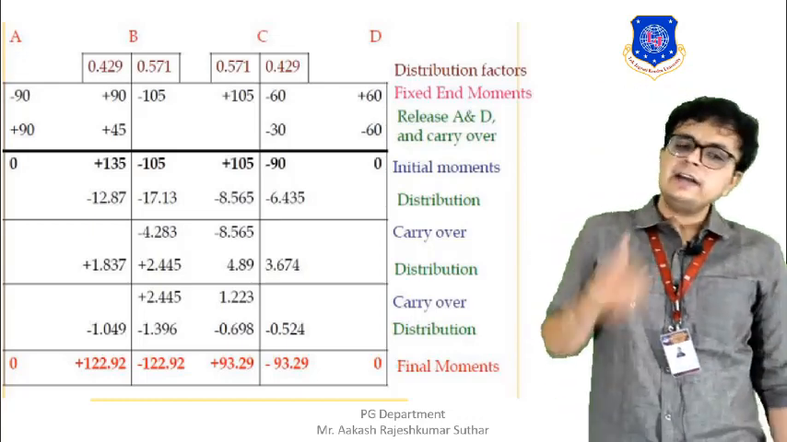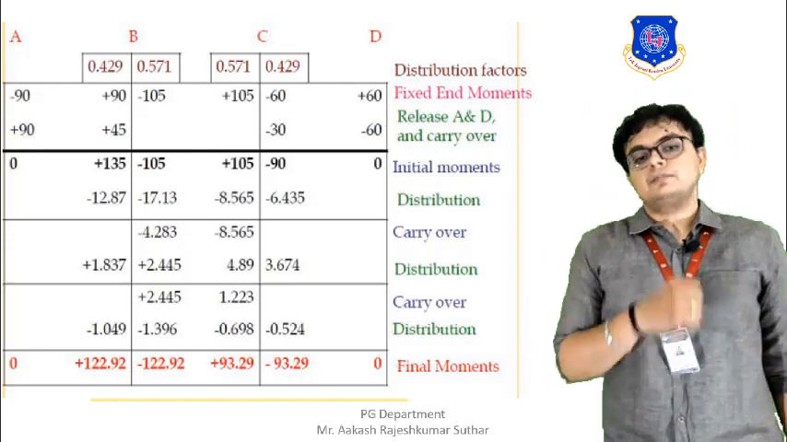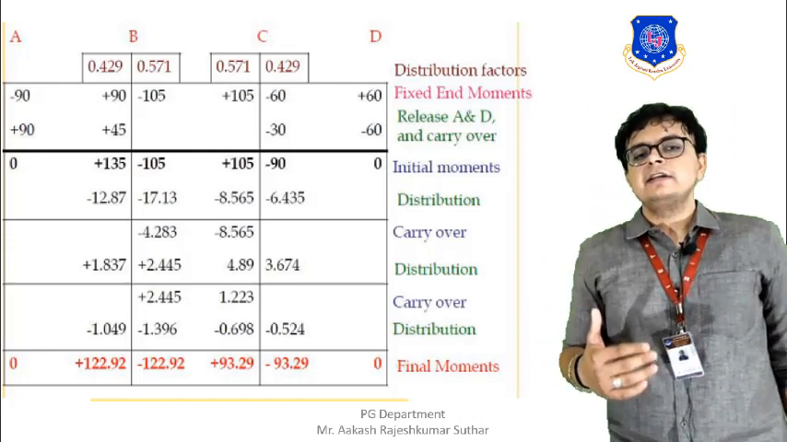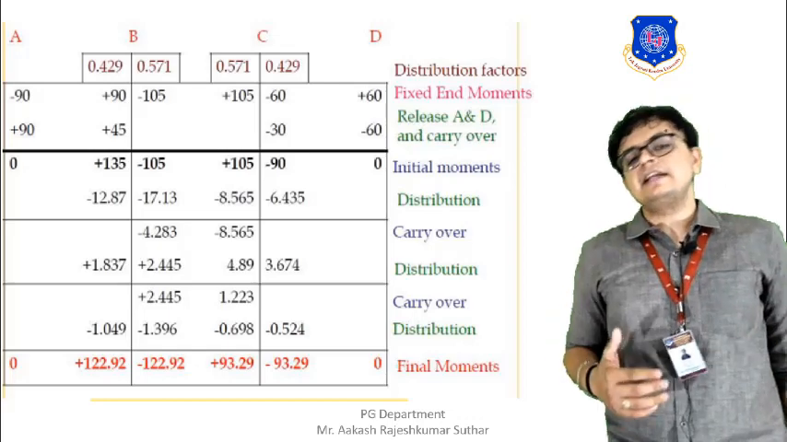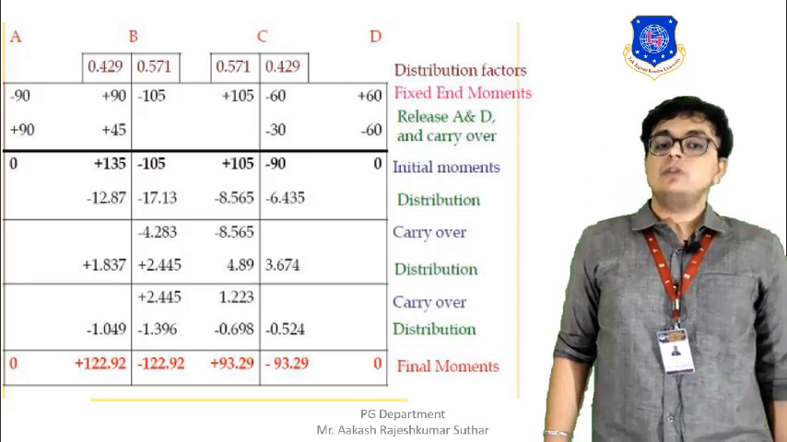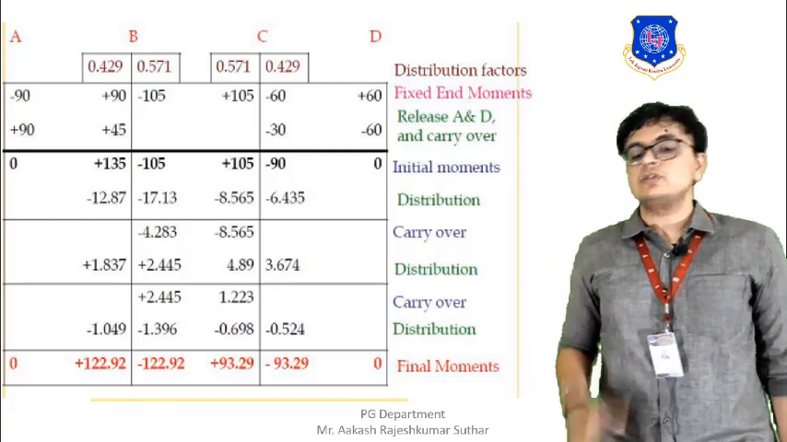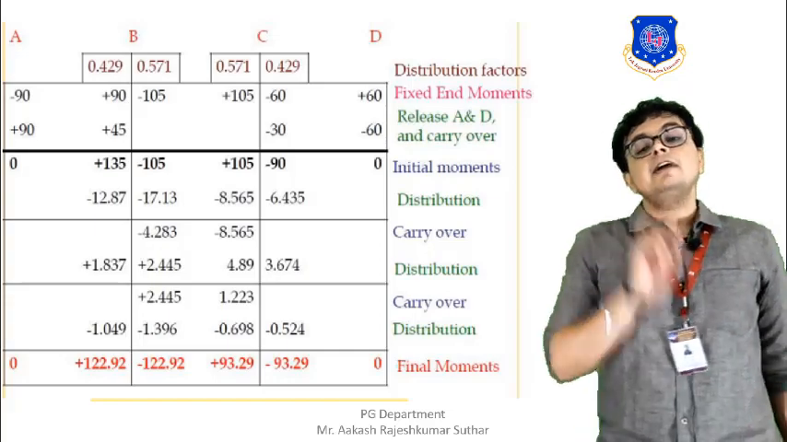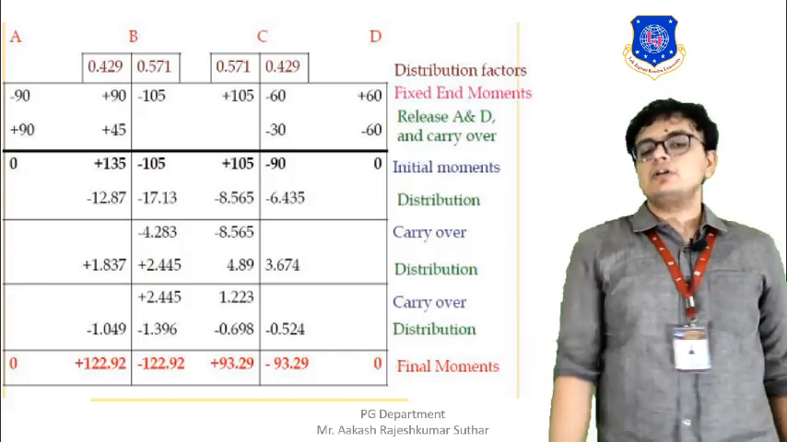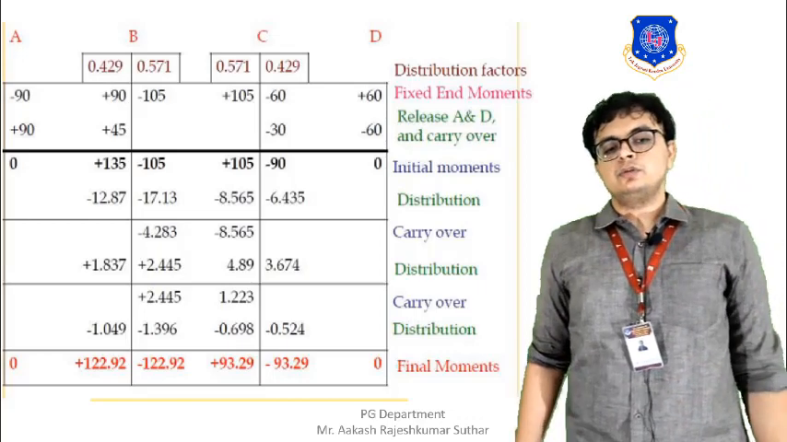Okay, again we have to do the distribution of this carryover. So 2.445 will be multiplied by 0.429 for the distribution of the moment for BA. So 2.445 into 0.429, we will be getting the value of 1.049. But actually, when we are putting that value, we have to take the opposite sign. So we are taking it as minus 1.04.